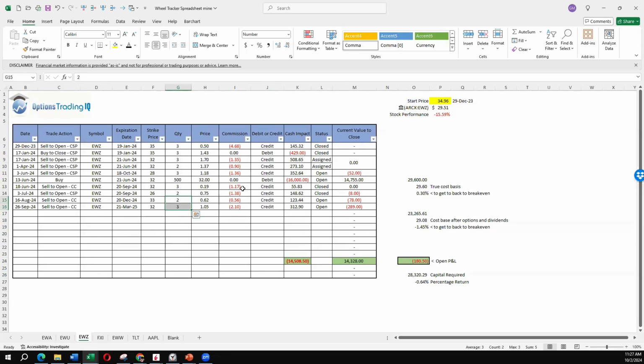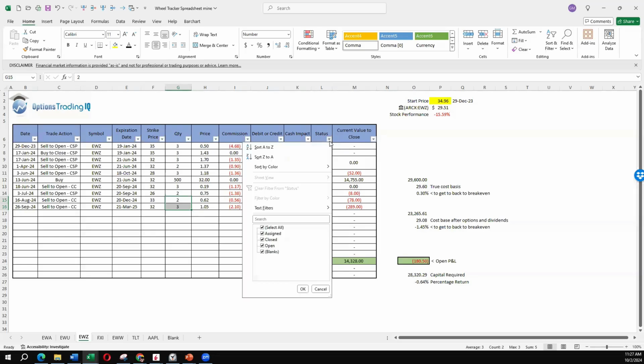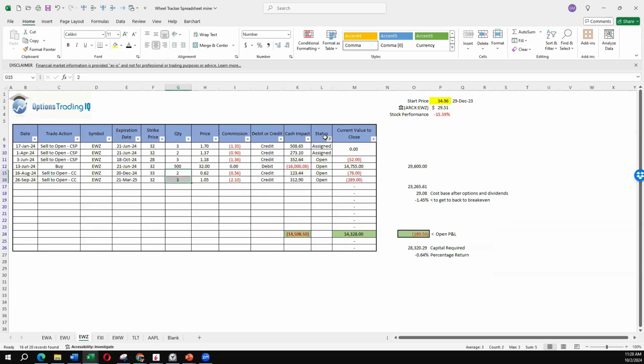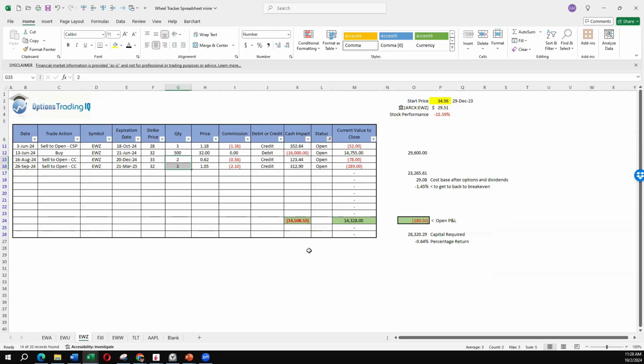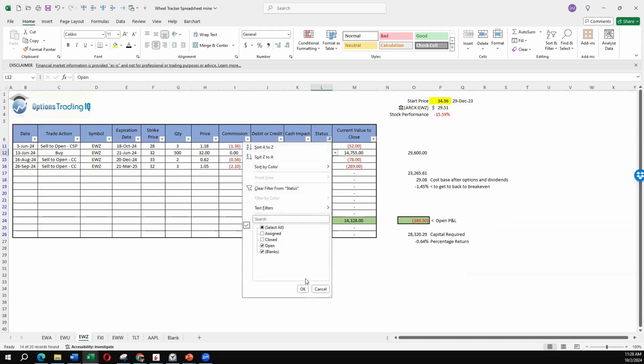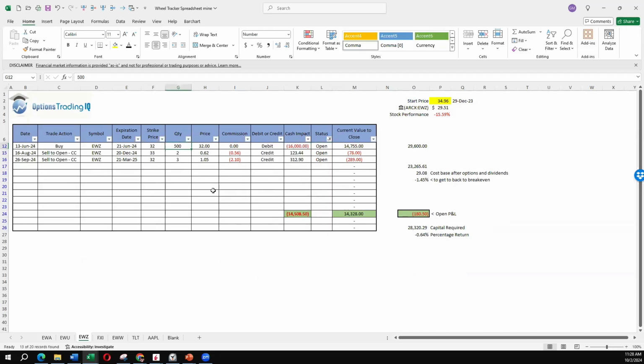It gets a little bit messy once you start getting more trades. So again, you can just come in here and filter under status, and you can remove any that have been closed. Could even potentially remove the one that's been assigned. And then that's just going to leave me with the open positions, which is the 500 shares. That one is actually closed.